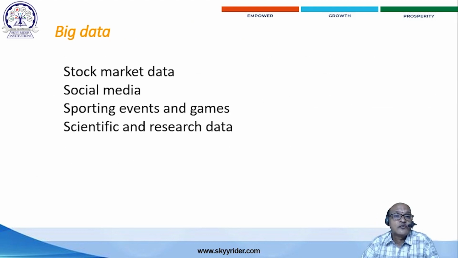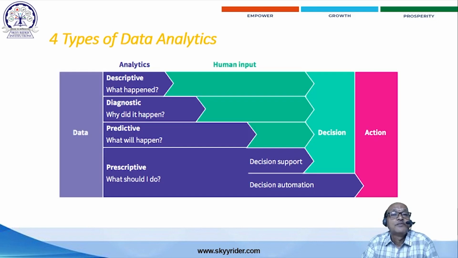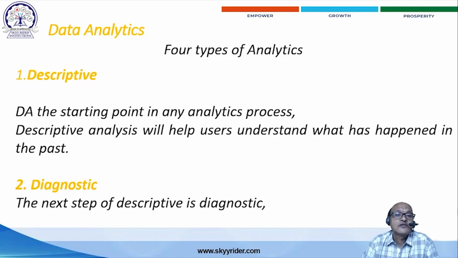Let us clarify. Big data is like bulk data, such as stock market data, social media data, sporting events and games, and scientific and research data. These come under the category of big data. Data analytics is another concept, classified in four different ways: descriptive, diagnostic, predictive, and prescriptive. So what is descriptive, what is diagnostic, what is predictive, and what is prescriptive? Let me clarify.